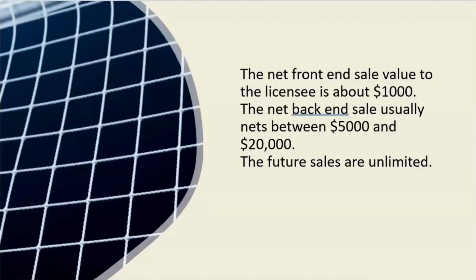from whoever you pick. All IMOs are different. Okay, some recruit and abandon you, and some recruit and develop you, and some develop you. But the net front end sales value to the licensee on an estate plan is about $1,000. It's $1,300 if you sell it for $1,995, but you got some expenses. But the net back end sale usually nets between $5,000 and $20,000.